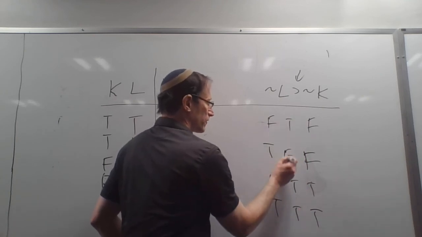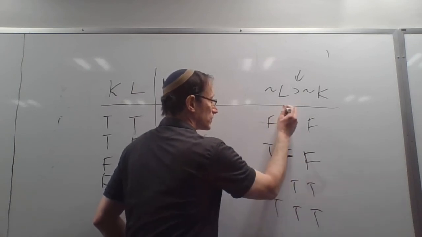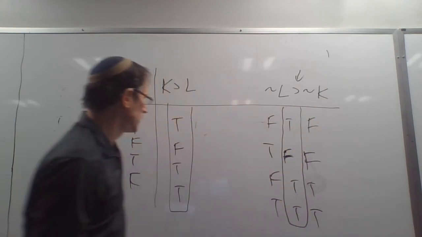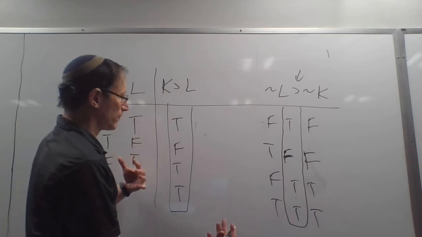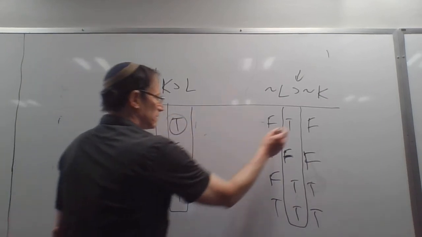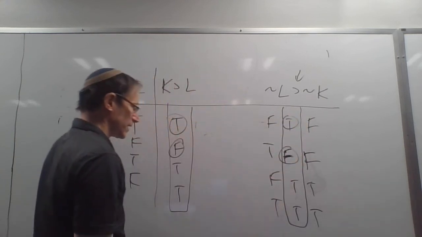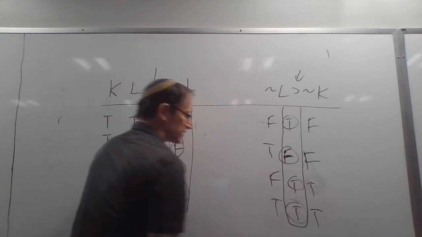The horseshoe is only false when the antecedent is true and the consequent is false. So this is the value underneath the horseshoe. This is the value underneath this horseshoe. Now I compare them. What do I see? I see that T, T, exactly the same. F, F, exactly the same. T, T, exactly the same. T, T, exactly the same.